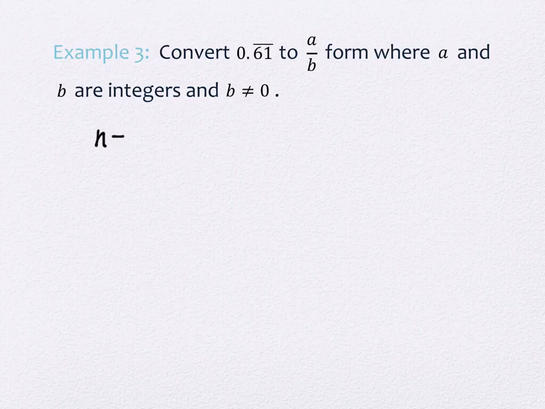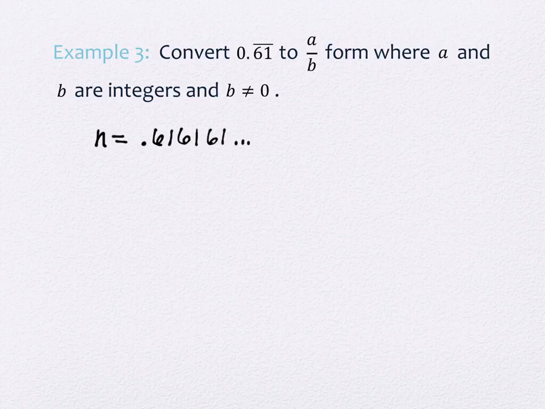All right, so here's what you're going to do. You're going to set up n equals 0.61, and you're just going to write it out a couple more times, right? It keeps going, 6, 1, 6, 1, write a few of them out. It doesn't really matter how many, but just so that you can see the pattern, even put a dot, dot, dot if it helps you. You're going to count how many decimals repeated.